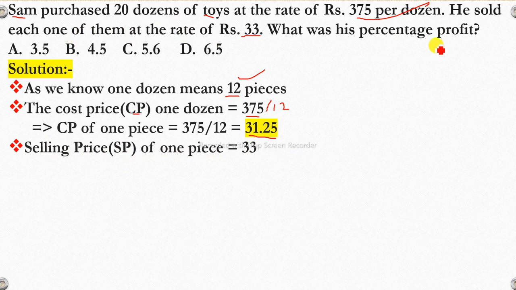As given here, the price of 1 piece is 33. This is the selling price, and this is the cost price. When we calculate the sales price, it is equal to the cost price plus the rate, which is the profit he gets after selling a piece of toy.